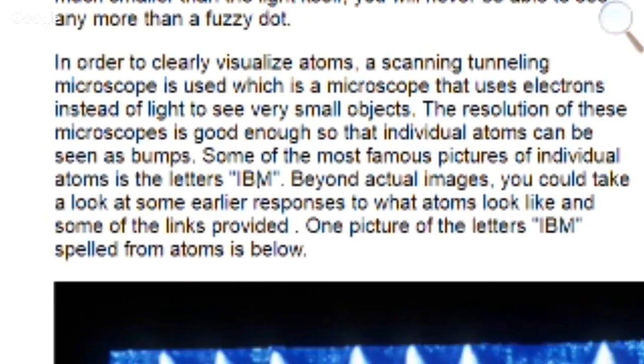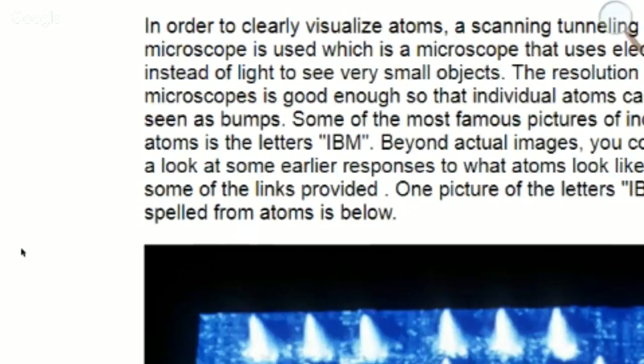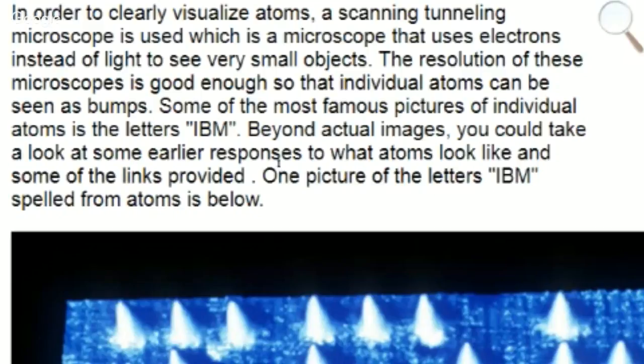In order to clearly visualize atoms, a scanning tunneling microscope is used, which is a microscope that uses electrons instead of light to see very small objects. The resolution of these microscopes is good enough so that individual atoms can be seen as bumps. Some of the most famous pictures of individual atoms are the IBM ones. Below are actual images, you can take a look at some of the early ones.